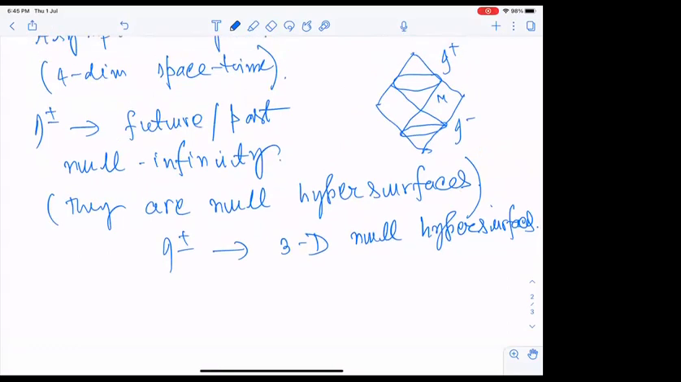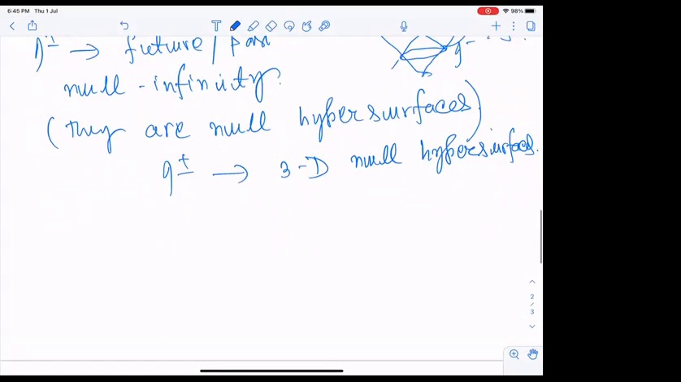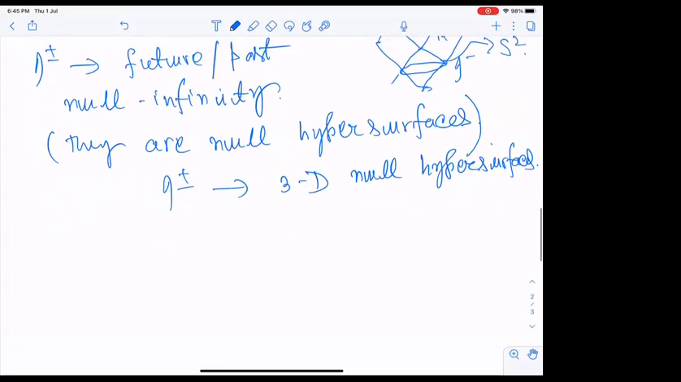And what I have drawn here is a light cone. This is a future light cone of a point in the Minkowski space, and this one is the past, and they actually cut the scri plus in, say, a spherical cross section. So this is an S2 and this is another S2.